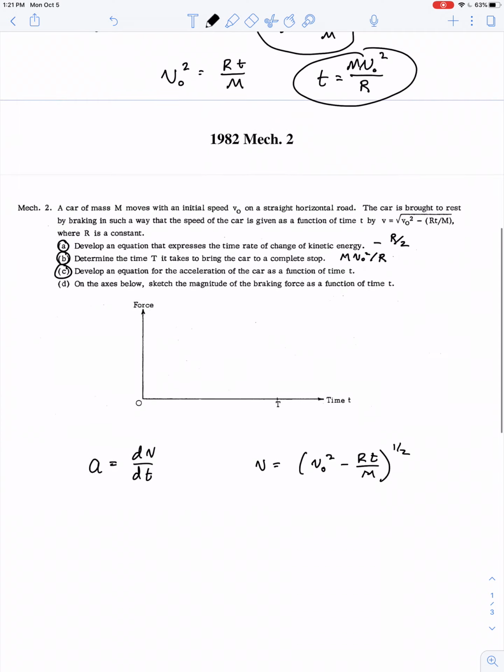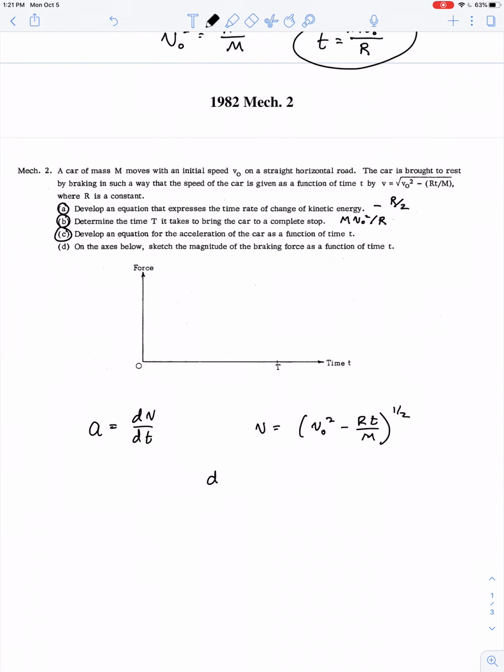Another way of thinking of the square root. So dv/dt is equal to 1/2 times v0 squared minus rt over m to the negative 1/2 multiplied by, notice we're just using the chain rule here, multiplied by negative r over m.